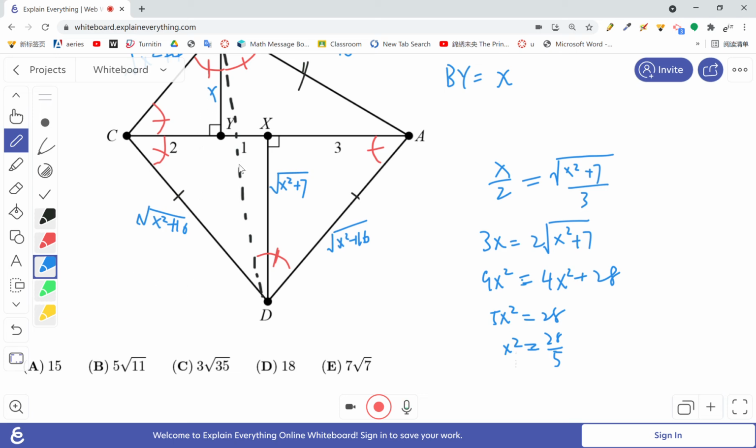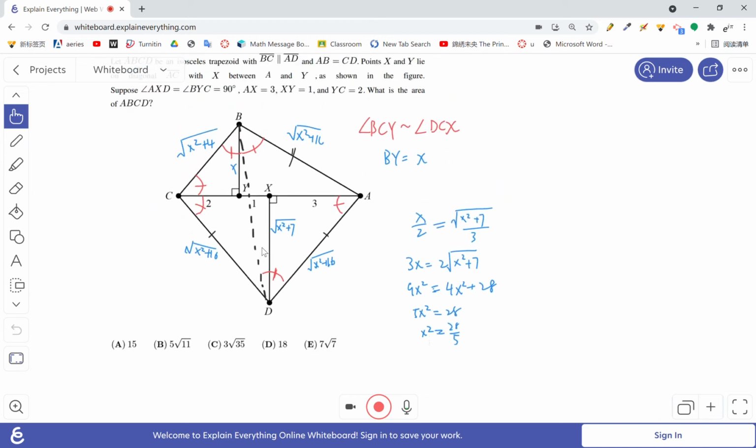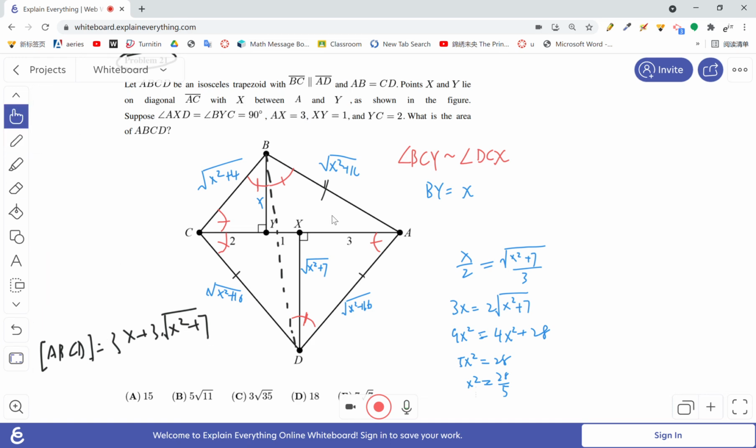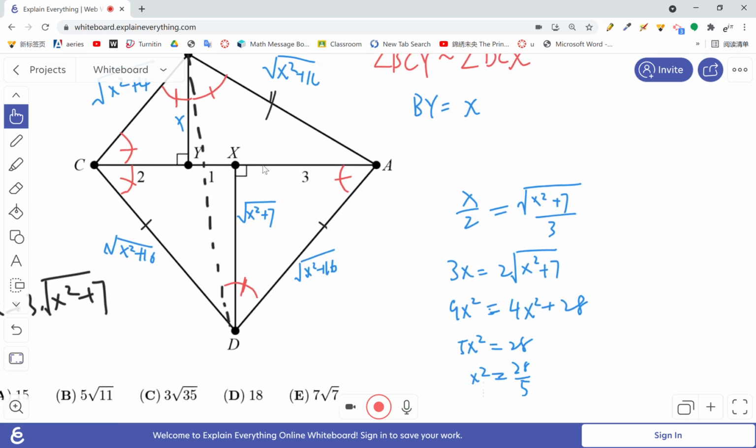So now let's continue. We have x squared is equal to 28 over 5. Then we can see the area. What's the area of ABCD? Well, the area of ABCD is just equal to 3 times 3x plus 3 times the square root of x squared plus 7. That is the thing that we want to find out. So now let's continue to solve this.